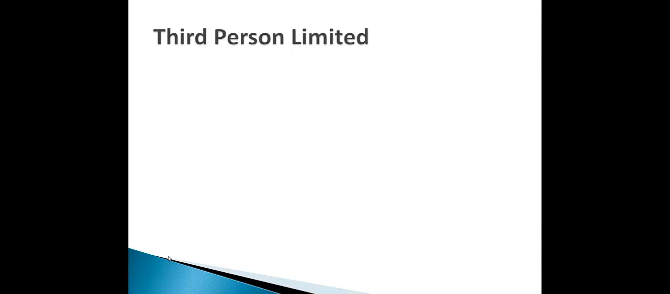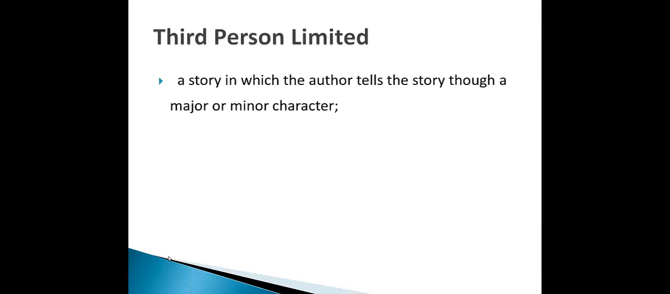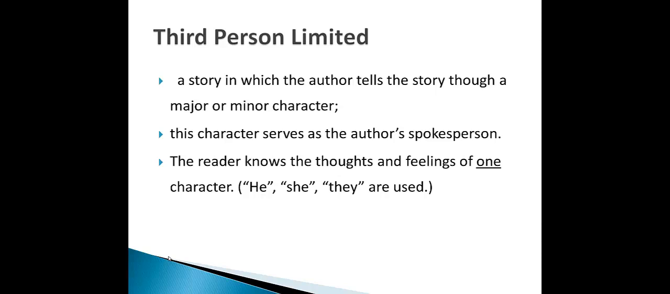Next we have third-person limited. In a story told in third-person limited point of view, the author tells the story through a major or a minor character. This character serves as the author's spokesperson. Here the reader knows the thoughts and feelings of one character. It is important that it's only one character for third-person limited. We'll see the use of words like he, she, and they.